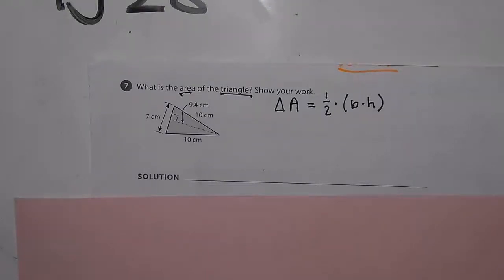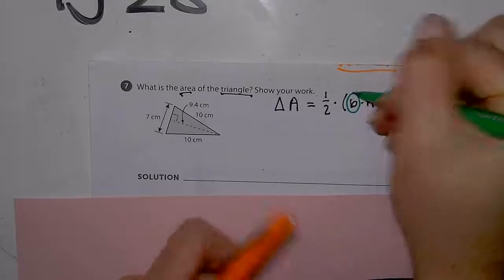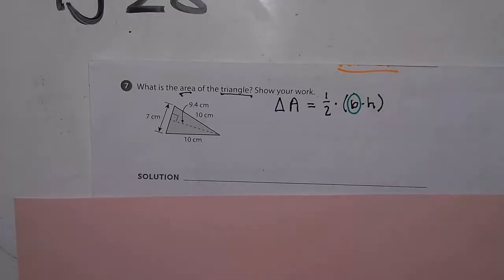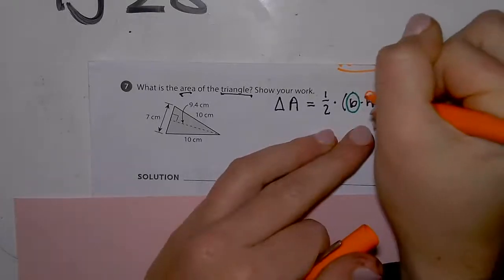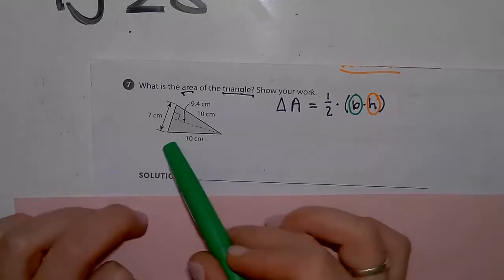So just like my last problem, I'm going to use green for my base and orange for my height. And the first thing we need to do is find base and height. So let's see. I know that my base can be any side of a parallelogram or a triangle or any shape. The base can be any side of any shape.